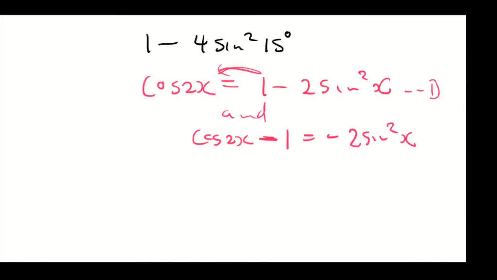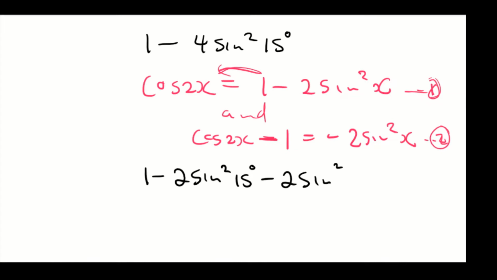So this is one of the double angle formulas. You can write it like this, hence I wrote 1, or you can write it like this, hence I wrote 2. So that's how we're going to approach this problem here. So meaning we're having 1 minus 4 sine squared 15, right? We can simply write it as 1 minus 2 sine squared 15 minus 2 sine squared 15 degrees, right?